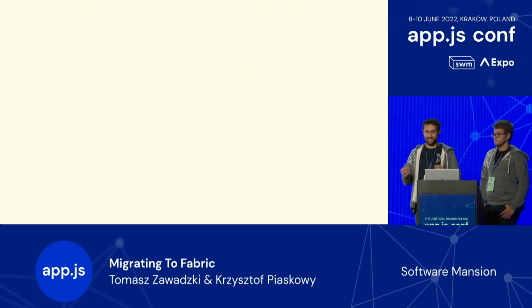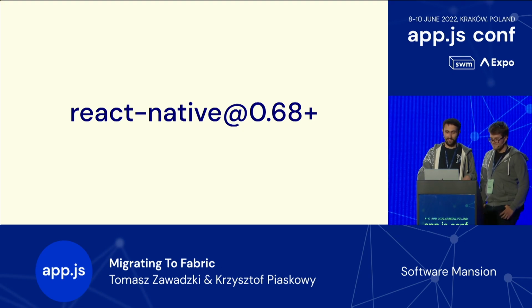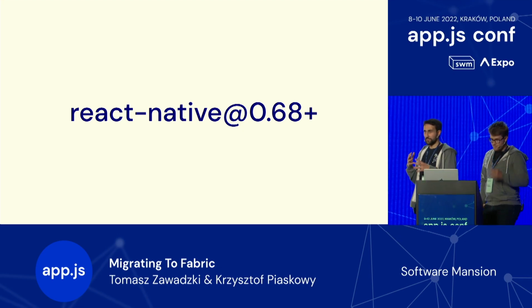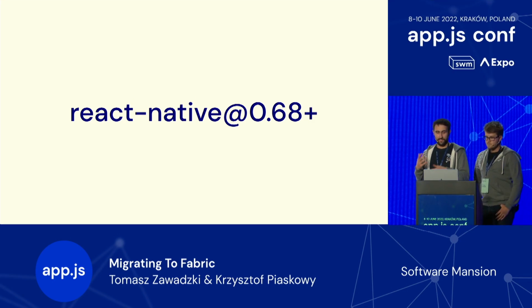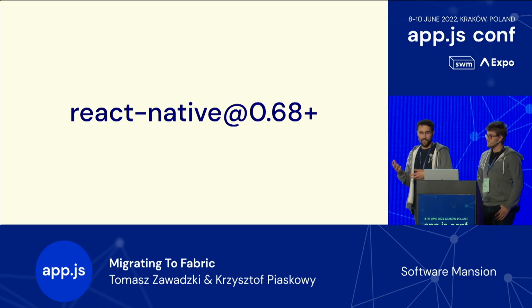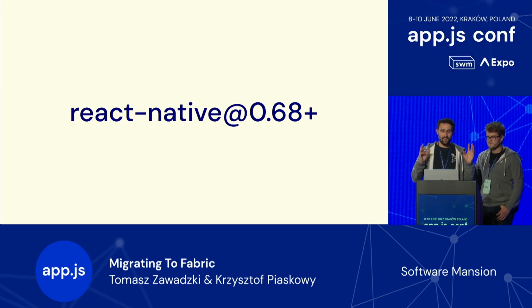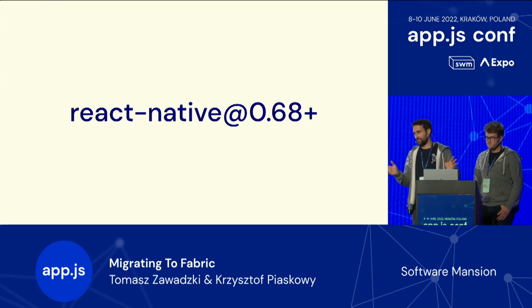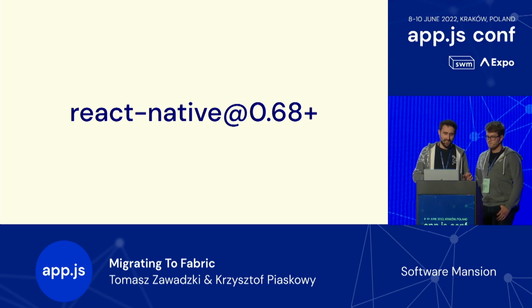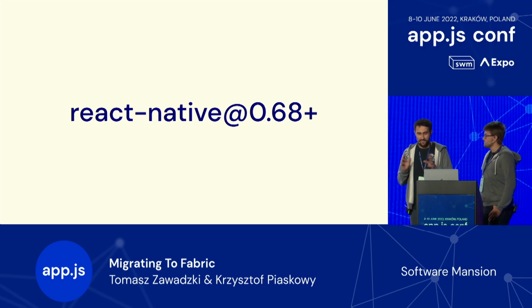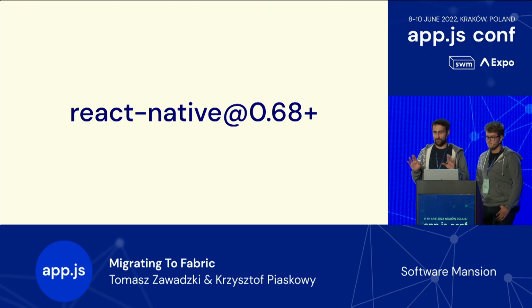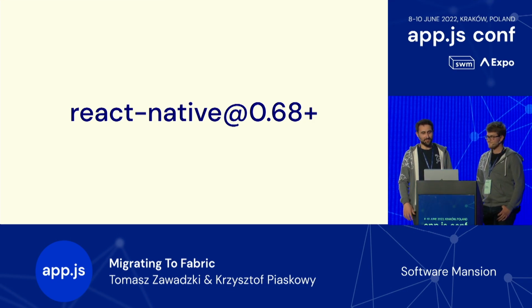Let's go back to our example. In the documentation, you found information that you need React Native in version 68. So you quickly update your version in package.json, run yarn. So far, everything works. Then you compile your application. The application launches without any crashes. It just works. Easy, easier than you thought.